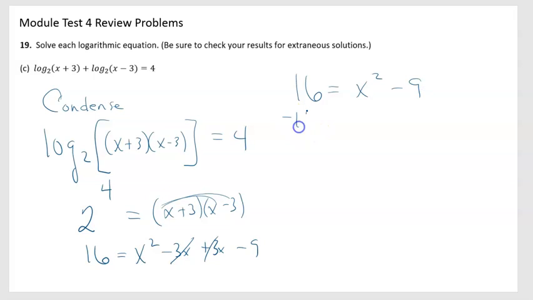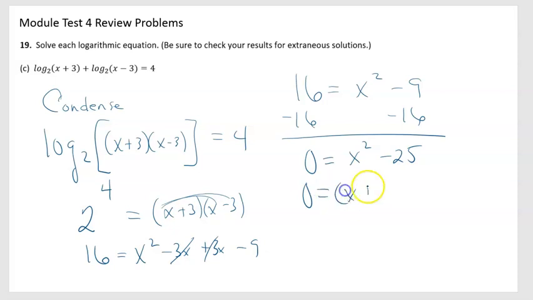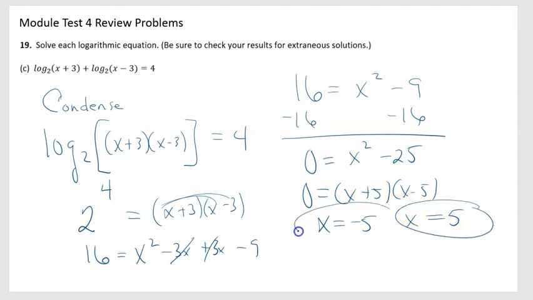Going to subtract 16 on both sides. So I have 0 equals x squared, and then that's going to be what? Minus 25. Now, that factors, doesn't it? 0 equals x plus 5 times x minus 5. Set each factor equal to 0, so that gives me negative 5 from the first factor, positive 5 from the second factor. You want to just circle them and move on, but you got to check it.